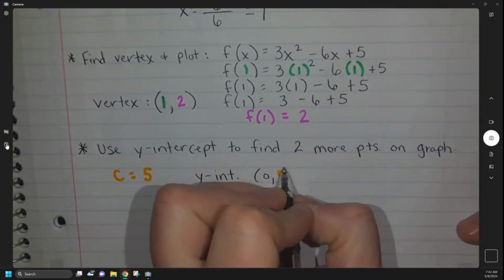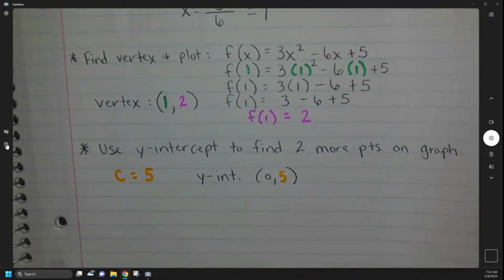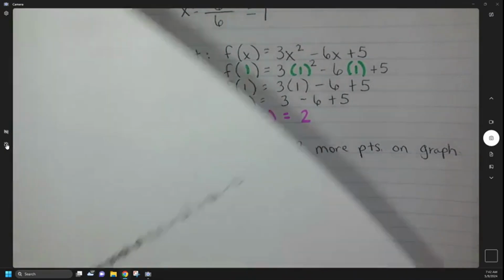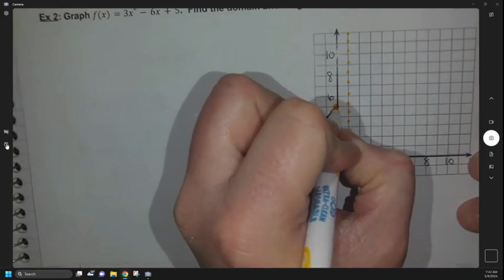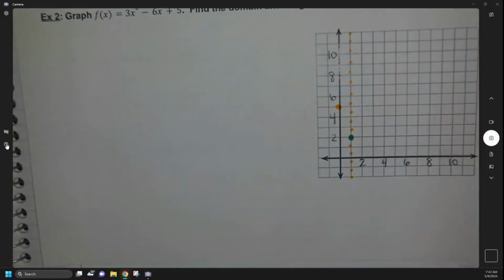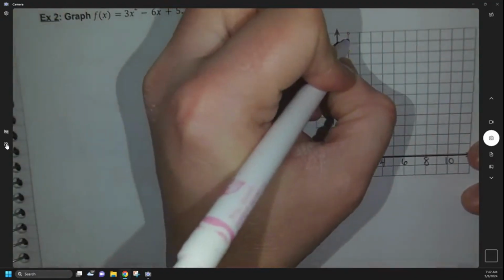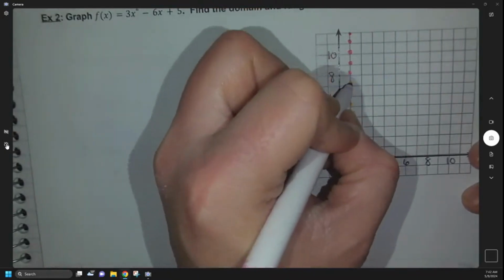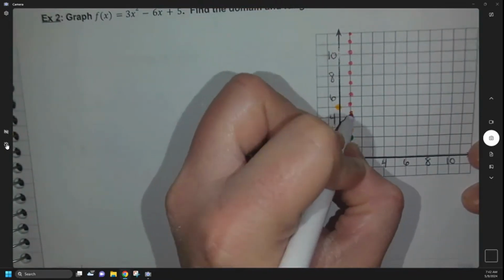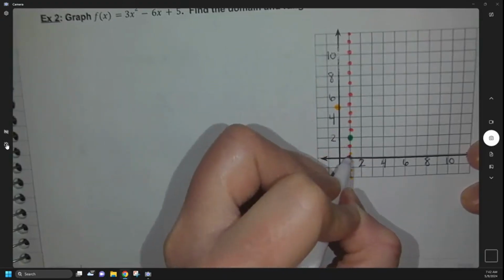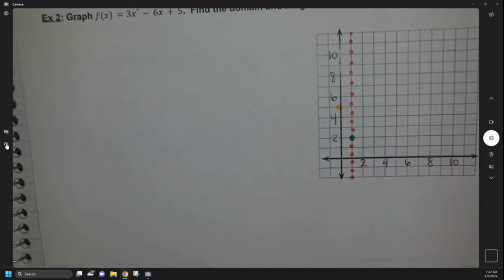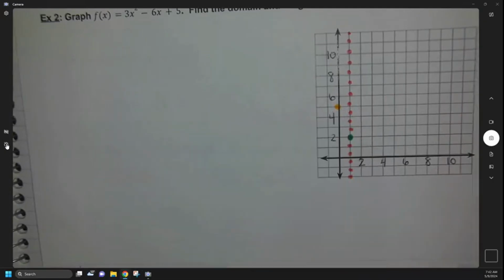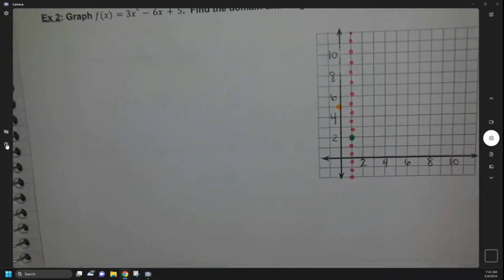On my graph, I'm going to have the point 0, 5. I should have used a different color besides that yellow. Let's just use the pink. I'm going to go over these dots a little bit so that we can see the distinction between the two things, so we don't think that somehow the y-intercept and the axis of symmetry are the same. There we go. All right, so here's our y-intercept.